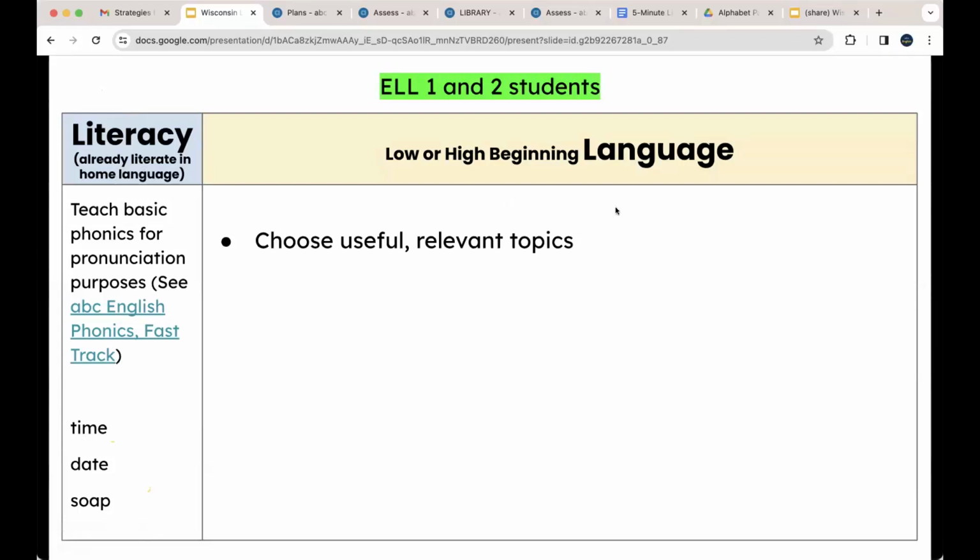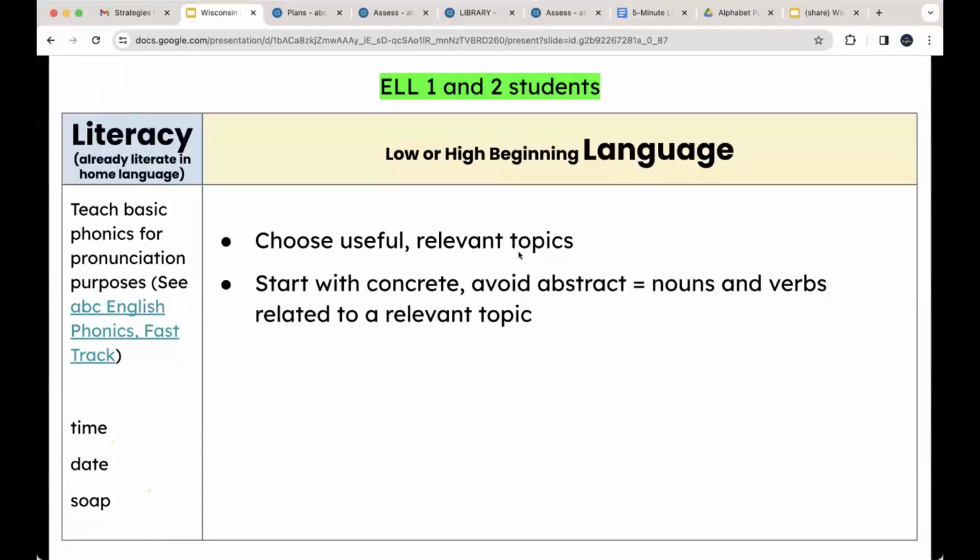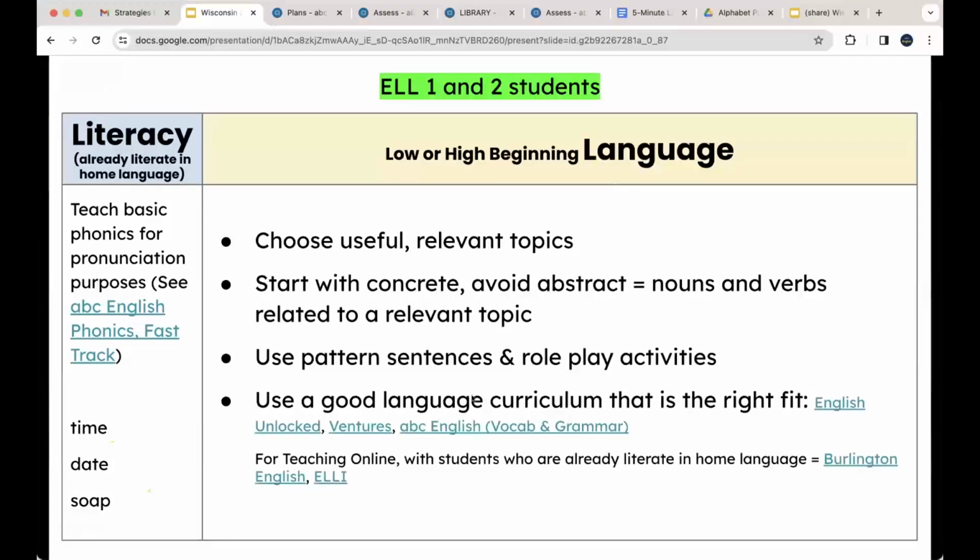Your major focus with these students will be increasing their language ability through useful, relevant topics. It's a great idea to use a good curriculum. I added a few other resources here that may work for teaching online with students who are literate in their home language, Burlington English, or the formerly ESL library, now it's called ELLI.